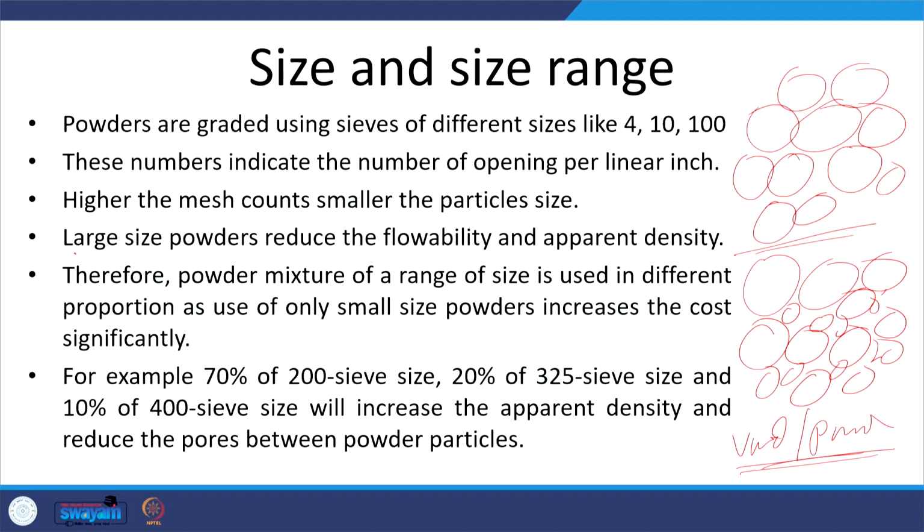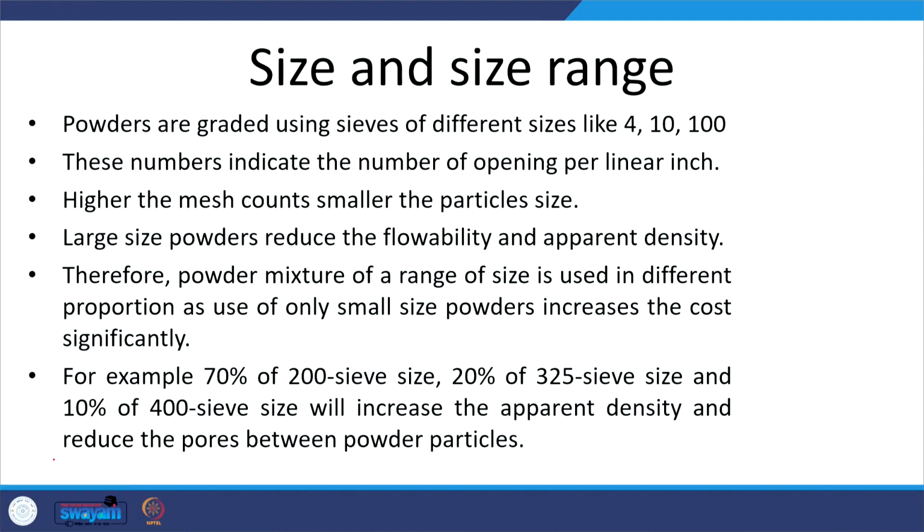Large size powders reduce the flowability and they also reduce the apparent density. But when we use powders of different sizes, the flowability is improved and the apparent density is enhanced. We can use powders of very small size, but that will increase the cost of the product, so it is not economically justified. So powder mixtures of a size range are used in different proportions, because if you use only small size, it will increase the cost of the product significantly.